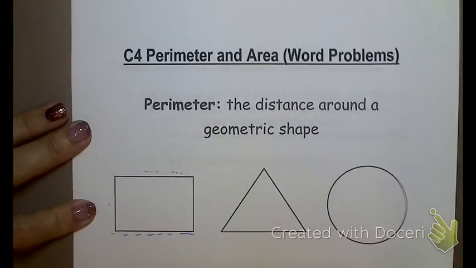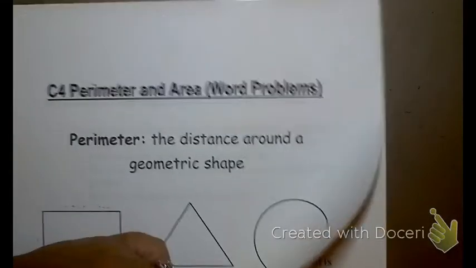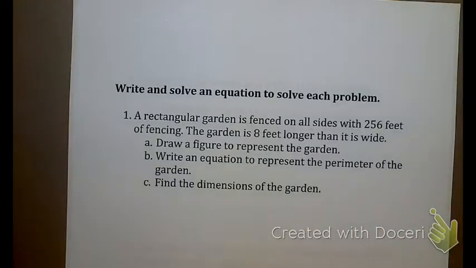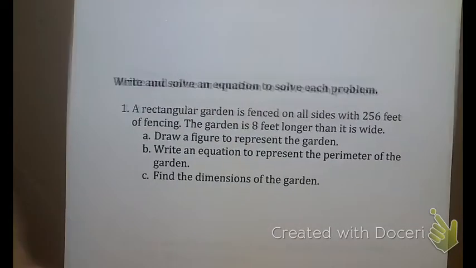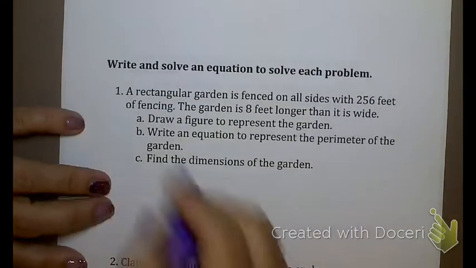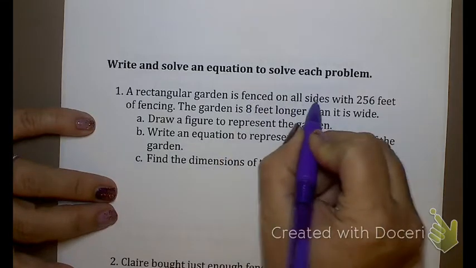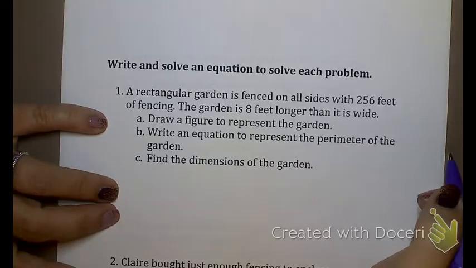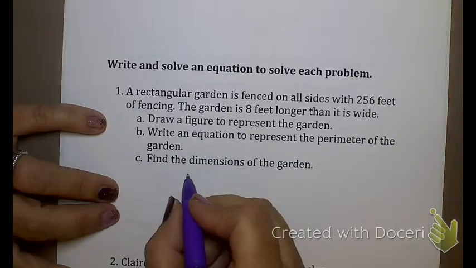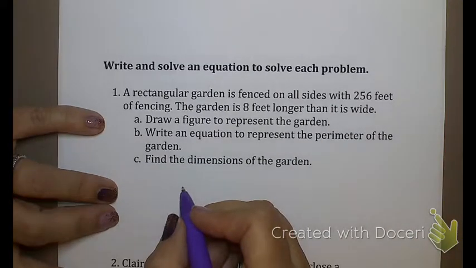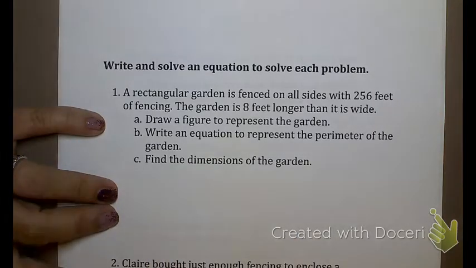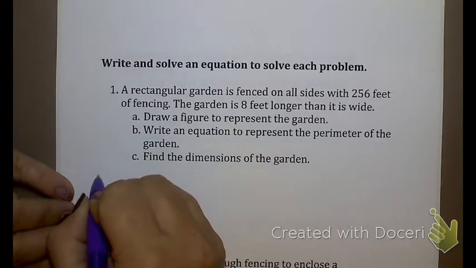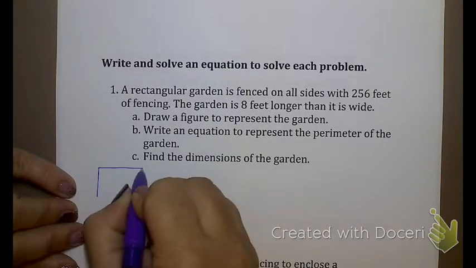Okay? So, all right, this should match up with what you've got for the first problem. Write and solve an equation. This is the first problem on yours, right? A rectangular garden is fenced on all sides with 256 feet of fencing. Okay. First thing I'm going to do is draw a picture. On all of these ones, I always draw a picture because it's just easier if you can see what you're talking about. So what shape should I draw? A rectangle.